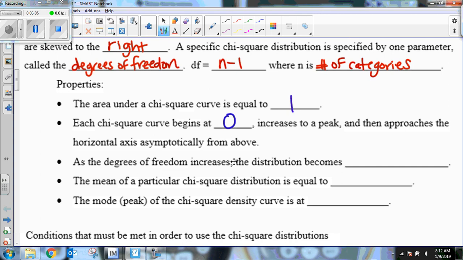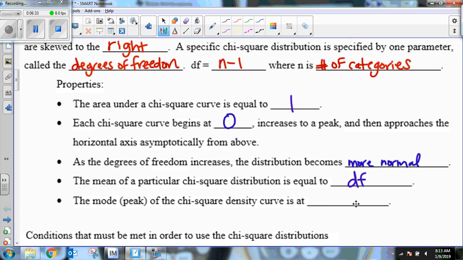As the degrees of freedom increase, so as you get more and more categories, the distribution becomes more normal. You kind of saw that with the t distribution as well. As the degrees of freedom increased, the t distribution became more normal. So what ends up happening is that curve gets closer and closer to more of a normal standard, not so much as skewed. And that's because the mean of a particular chi-square distribution is equal to the degrees of freedom.